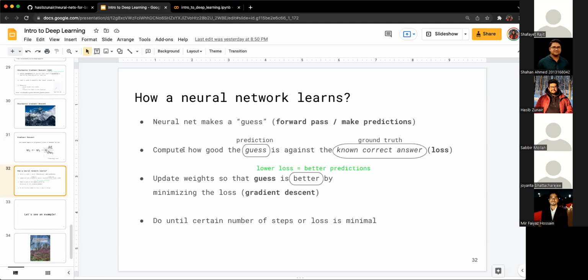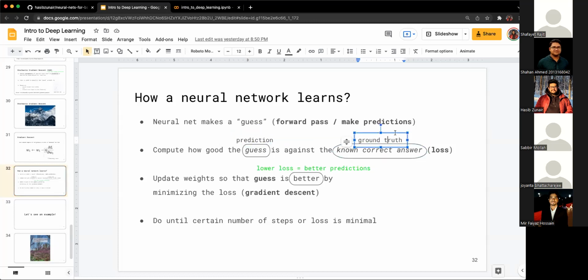Okay, so second step, what do we do? We compute how good our neural network is doing against the correct answer, right? Which is basically computing the loss. So the guess that my neural network is making is the prediction. And then we have the correct answer, which you would see in many cases that if you explore a data set for machine learning or deep learning, there is something called the ground truth, which is the label.